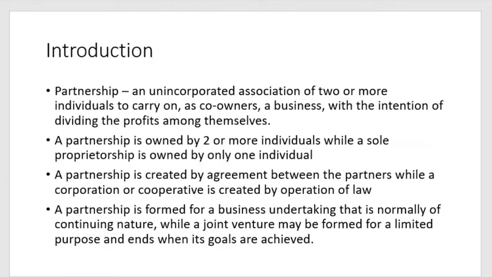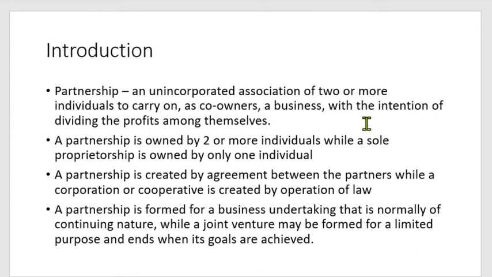and identify the transactions that affect these accounts. So as a background, partnership, we know that it is an unincorporated association of two or more individuals to carry on as co-owners a business with the intention of dividing the profits among themselves.